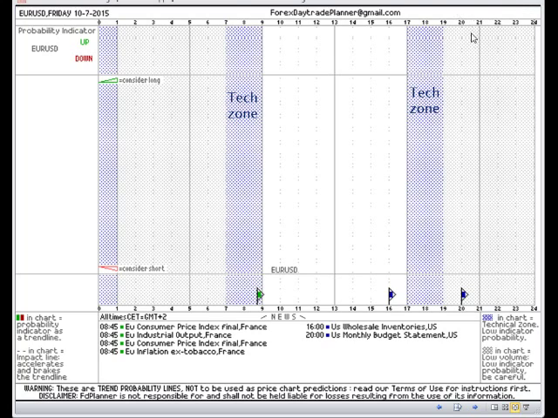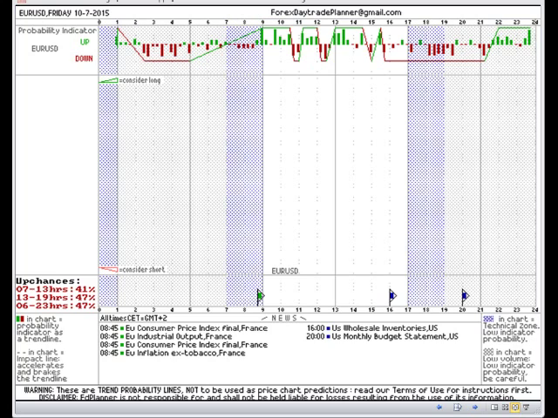There are also blocks of gray, times when our markets, Euro dollar and Pound dollar, are thin. We advise to trade very carefully during these hours, especially if you use the probability indicator. The probability indicator works only in markets with a lot of volume, because it measures the third condition, market sentiment.